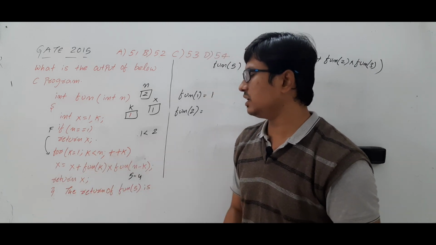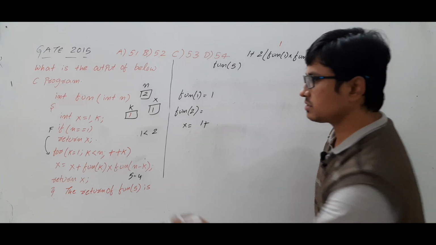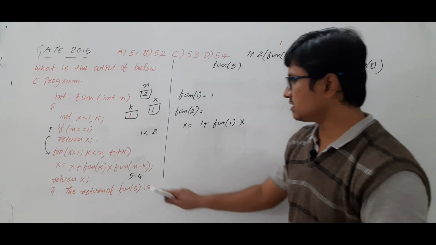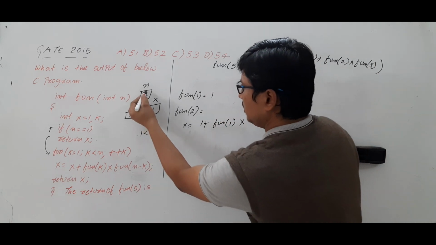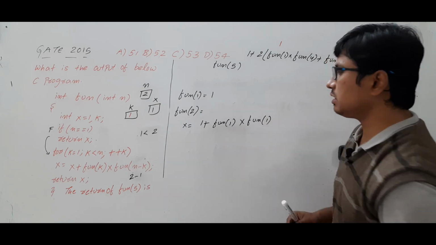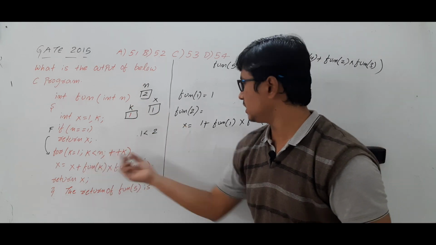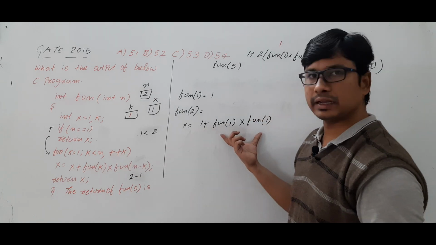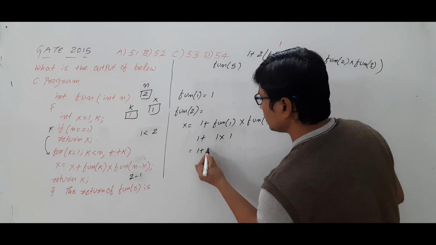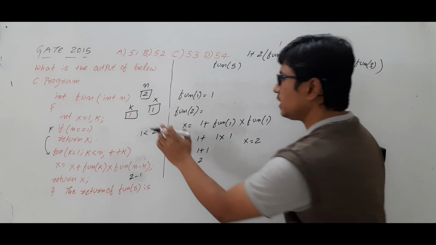X is equal to x plus fun k into fun n minus k. X is equal to x plus, x value is currently 1, 1 plus fun k is nothing but fun1, into fun n minus k. N minus k is nothing but what? N value is 2, k value is 1, so 2 minus 1 is 1, so fun1. So you got x is equal to x plus fun1 into fun 2 minus 1, which is nothing but 1 plus fun1 into fun1. This is your entire x. You already know what fun1 is. Fun1 is 1. So 1 into 1, which is nothing but 1. So 1 plus 1, till now we got the value 2. So this entire part you can write as x is equal to 2. Let me write it here.